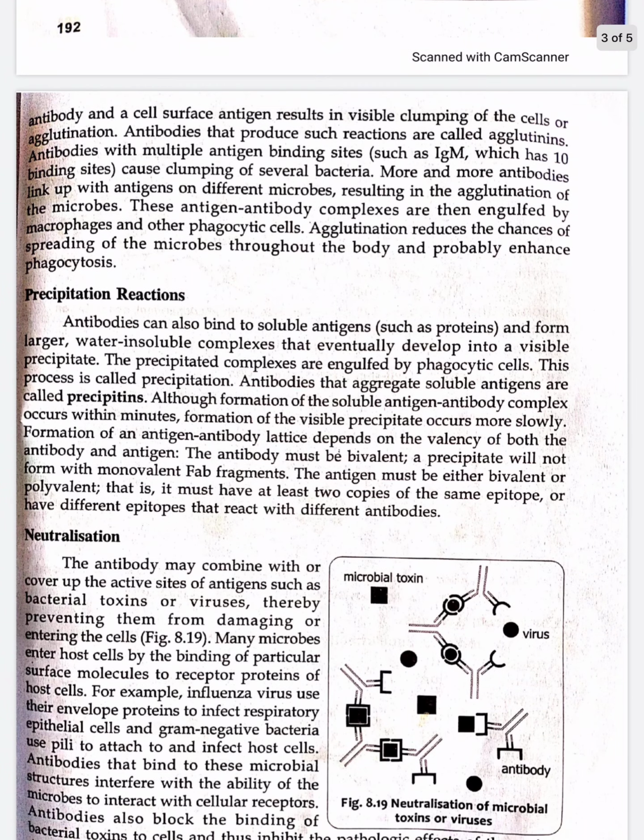Next, we can speak about the second function, that is the precipitation reaction. The precipitation reaction works in the same way as agglutination, but the difference is that in the precipitation reaction, the antigen is soluble. So when a soluble antigen binds with an antibody, an antigen antibody complex is formed. That complex is no more soluble, it becomes an insoluble precipitate, and that phenomenon I call precipitation, and the antibody involved I call the precipitin.